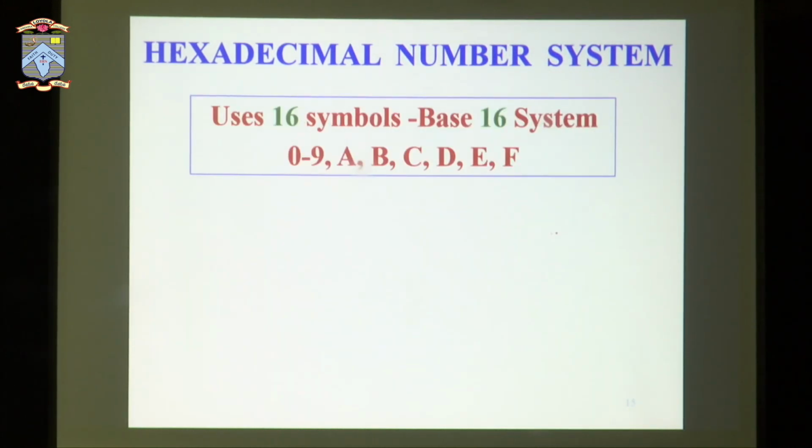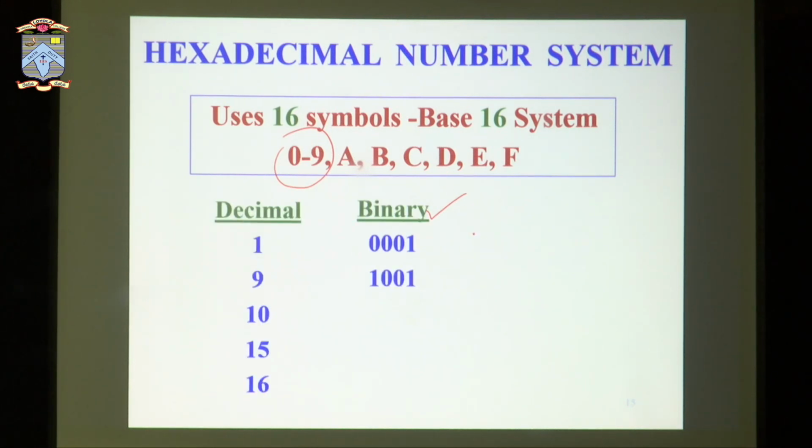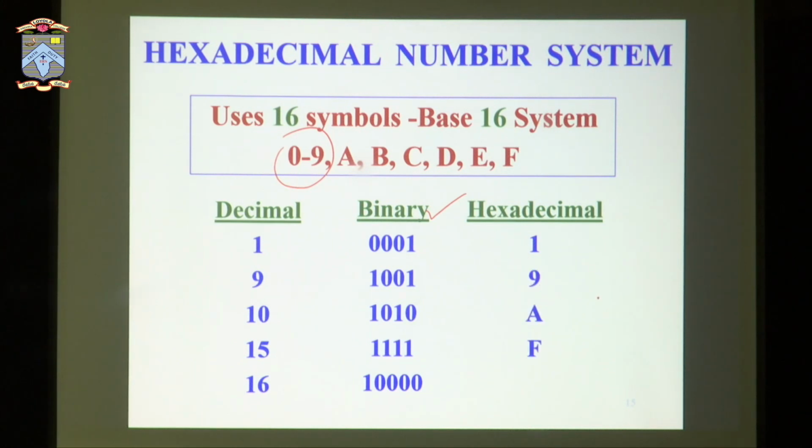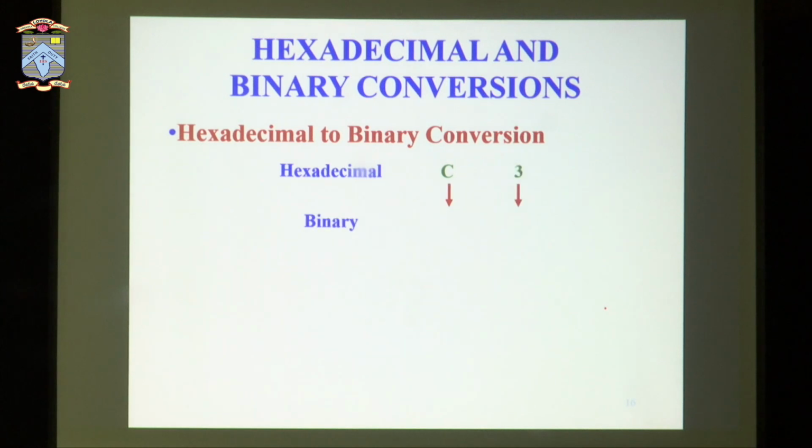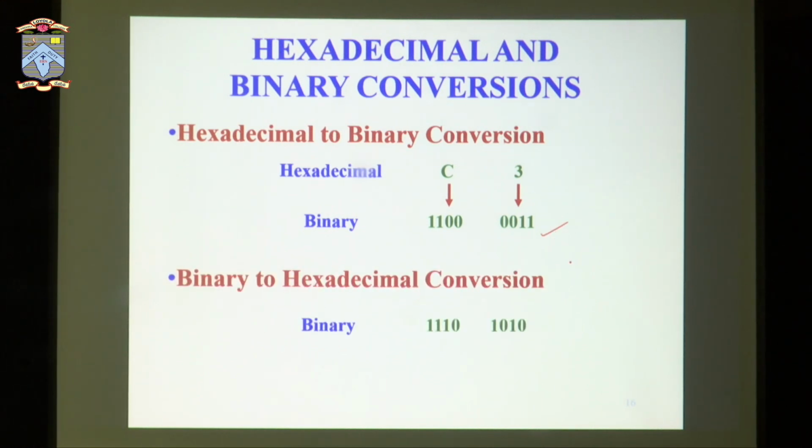Hexadecimal, the last number system. It uses 16 symbols. The base is 16 because we are using the 10 decimal numbers as well as the first 6 alphabets. Here the decimal numbers and their equivalent numbers are specified, and the corresponding hexadecimal numbers: for 9 it is 9, whereas for 10 it is A, whereas for 15 we are representing with an F. Hexadecimal to binary conversions are: C is represented with 4 binary bits and 3 with 4 binary bits, binary to hexadecimal conversion and hexadecimal to binary conversions.